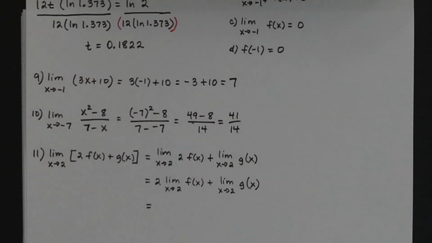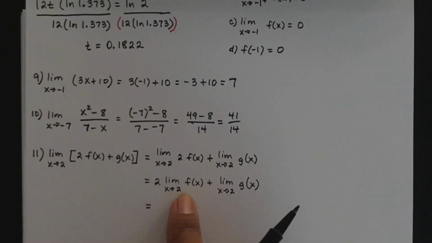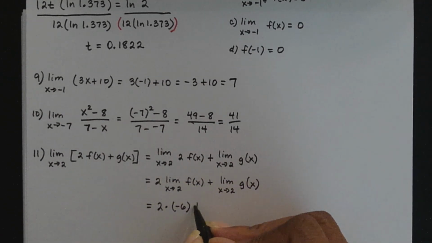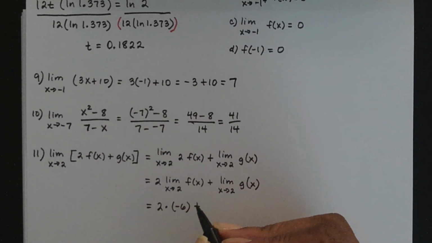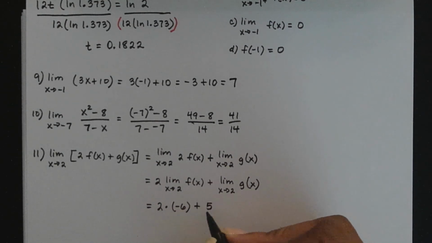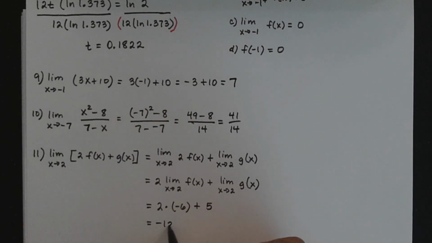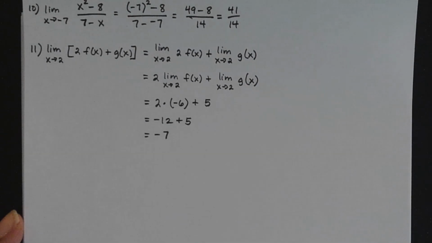So in this case here, if I know that the limit as x approaches 2 of f of x is -6, here's what I have. 2 times -6 plus the limit as x approaches 2 of g of x, that's going to be 5. That's given to us. So now 2 times -6 is -12, and what's -12 plus 5? -7. Okay. Are there any questions about number 11?